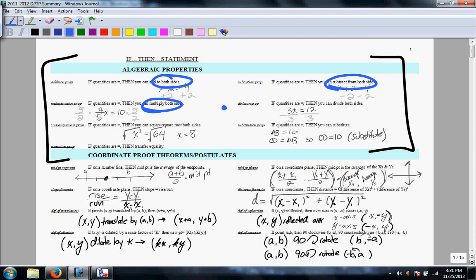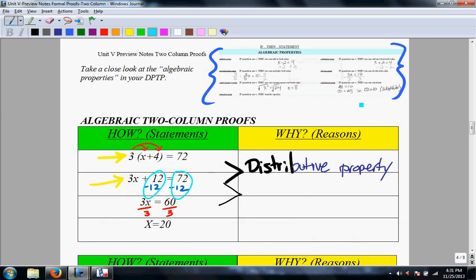If you multiply both sides, it's called the multiplication property. If you divide both sides, it's called the division property. So the reason I can do this is because of the subtraction property. Again, I'm answering the question why.